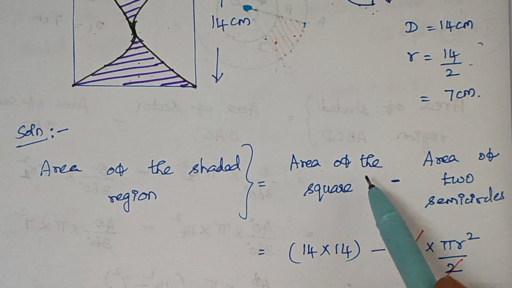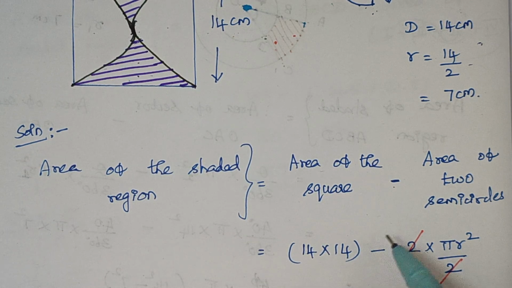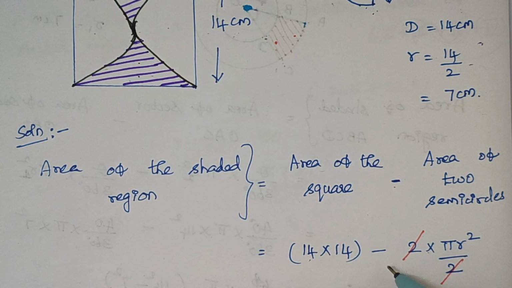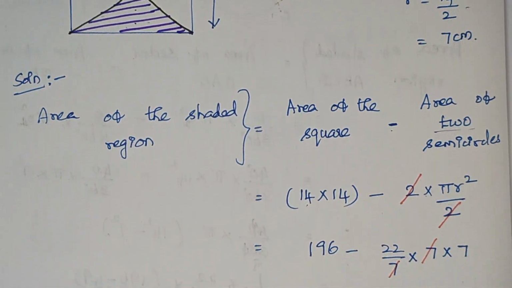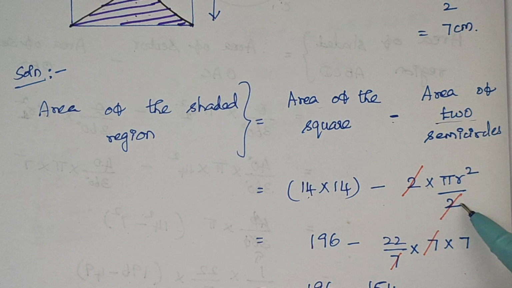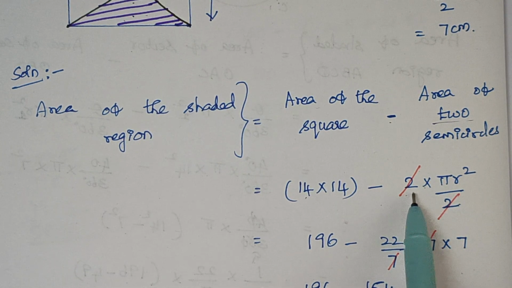So here what is the area of the square? It is nothing but a square, right? That is side squared. Here the side is 14 centimeter. So 14 into 14, minus the area of the two semicircles. Area of a semicircle is given by pi r square by 2. Since we have two semicircles, I have multiplied by 2 here.